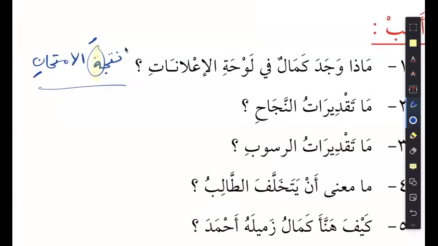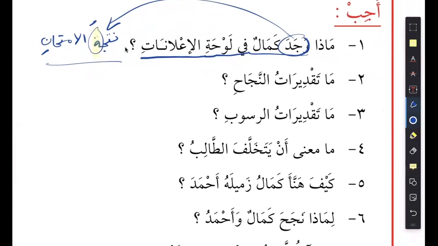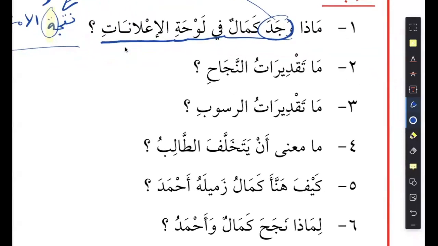And how do you know? You know when you make the whole thing into a complete sentence. When you say وجد كمال في لوحة الإعلانات, what did he find? He found نتيجة الامتحان. Understand? Now, and the second one he says ما تقديرات النجاح.